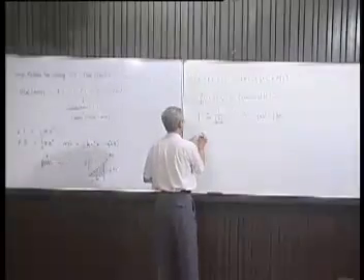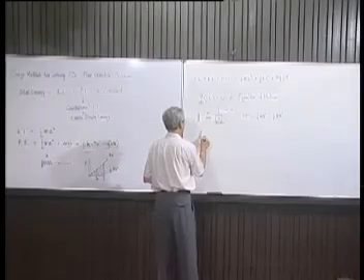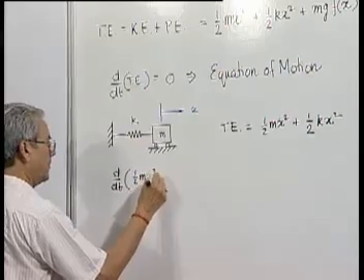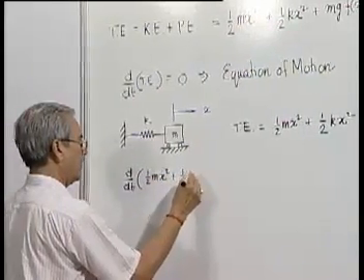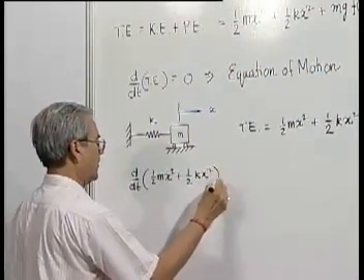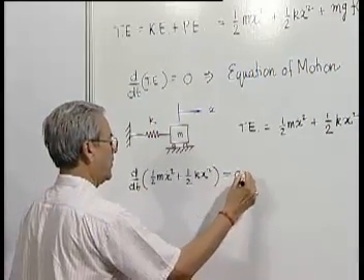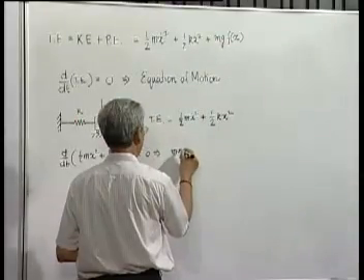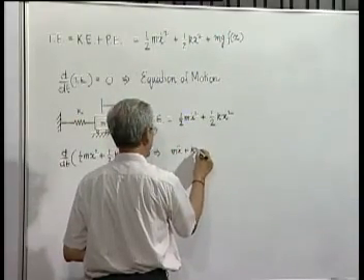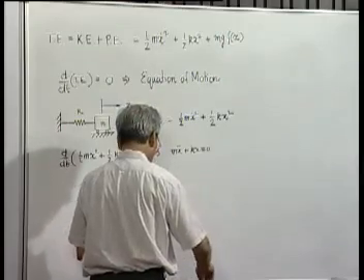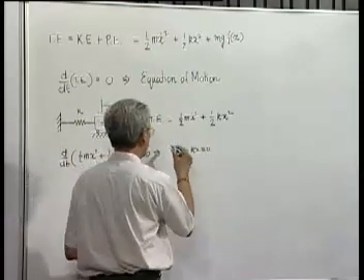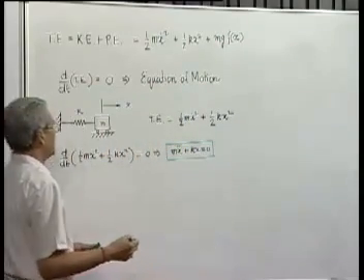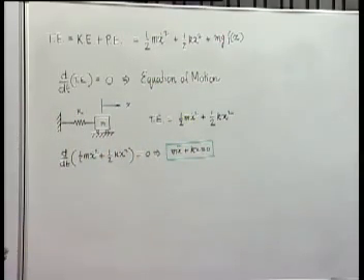So, applying this conservation principle, this yields m x double dot plus k x equal to 0. The same equation of motion which we derived by using Newton's second law. And then of course, it has to be solved.